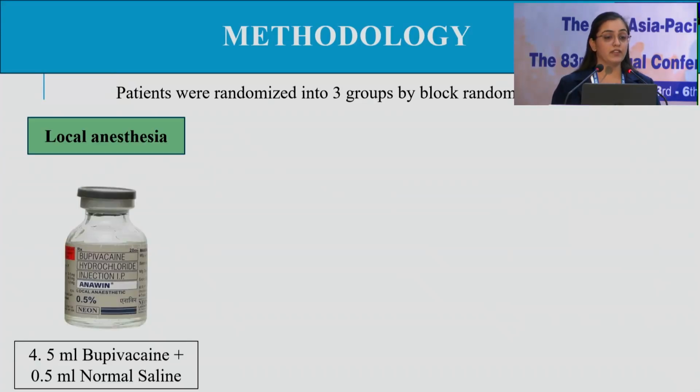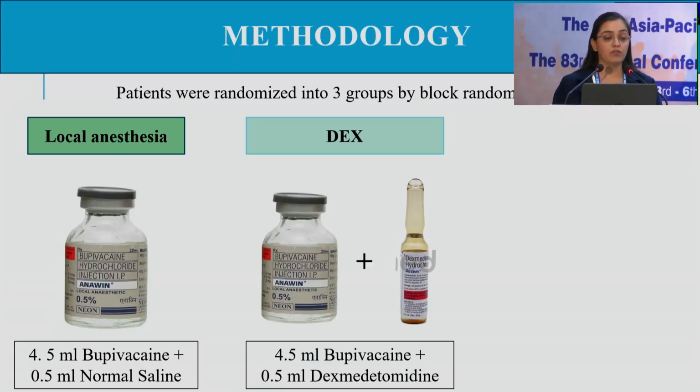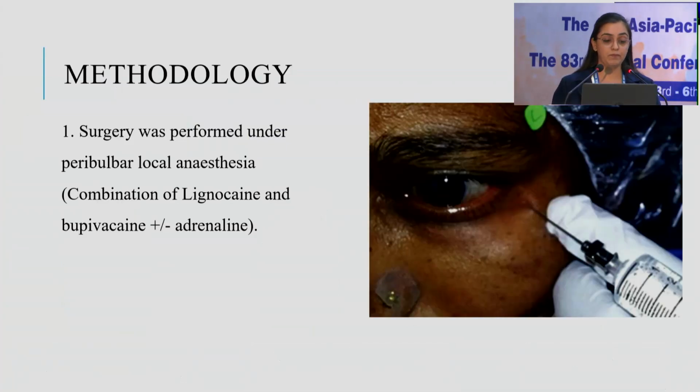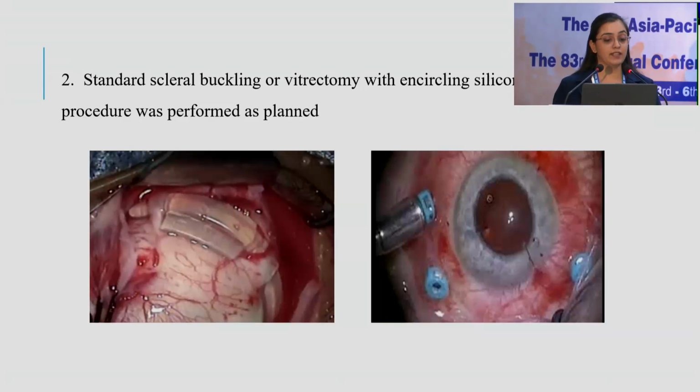Group A received local anesthesia, which consists of 4.5 ml of bupivacaine and 0.5 ml of normal saline. Group B was the DEX group, which received 4.5 ml of bupivacaine along with 0.5 ml of dexmedetomidine. And Group C was the placebo group, which received 5 ml of normal saline. Surgery was performed under peribulbar anesthesia, which was a combination of lignocaine and bupivacaine with or without adrenaline. Standard scleral buckling or vitrectomy with encircling silicone band was performed as planned.